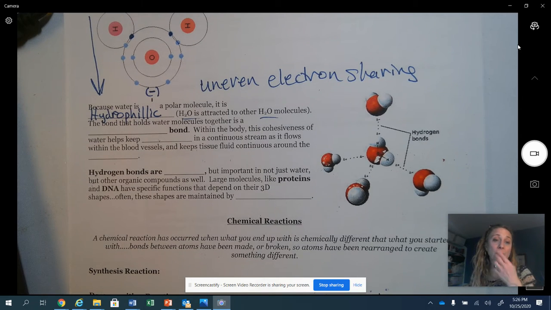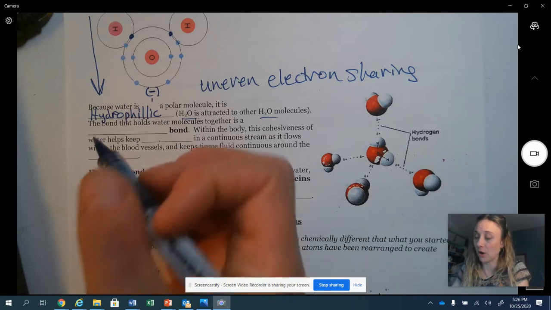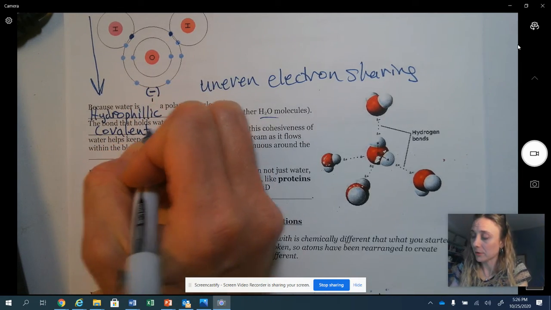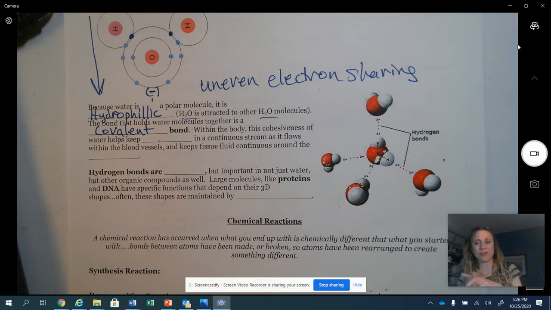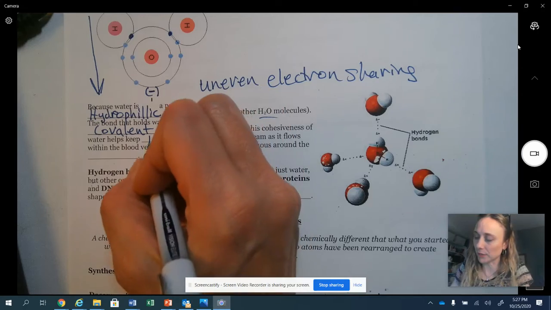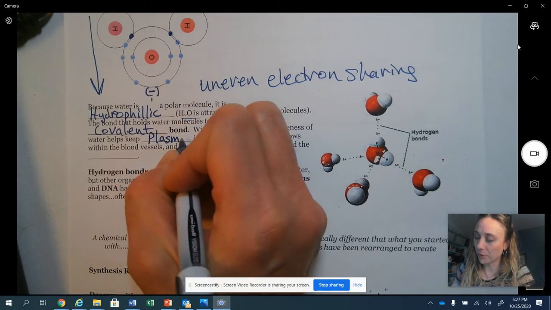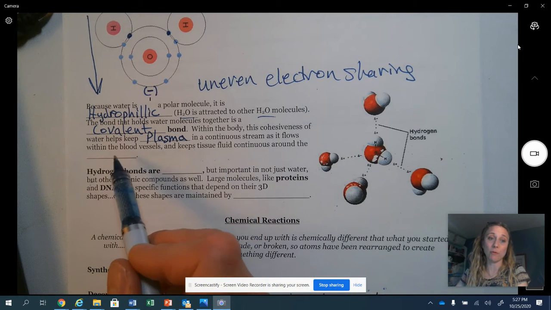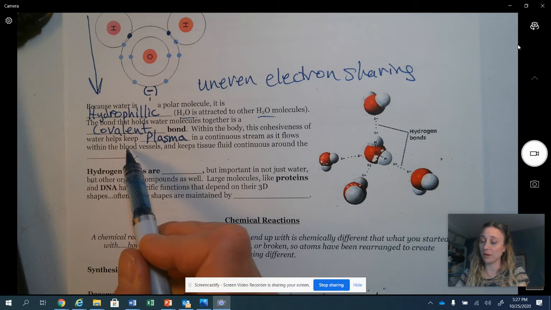You like it. The bond that holds water molecules together, the hydrogens and the oxygens together, is the covalent bond, right? So that's still a strong bond. So water tends to stay together for the most part. Within the body, this is a cohesiveness of water because water kind of stays with water. It helps mostly keep plasma within that's your blood, the water in your blood. It's called plasma, and it keeps it hopefully within a continuous stream in the blood vessels.